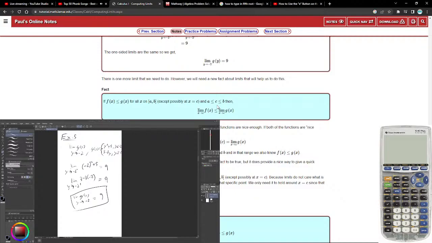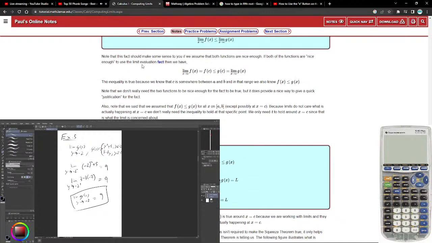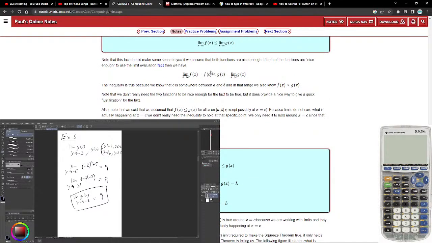Alright, that's kind of confusing, but note that this fact should make some sense to you if we assume that both functions are nice enough. If both functions are nice enough to use the limit evaluation fact that we have, the inequality is true because we know that c is somewhere between a and b. In that range, we also know f of x is less than g of x. Note that we don't really need the two functions to be nice enough for the fact to be true, but it does provide a nice way to give a quick justification for that fact.